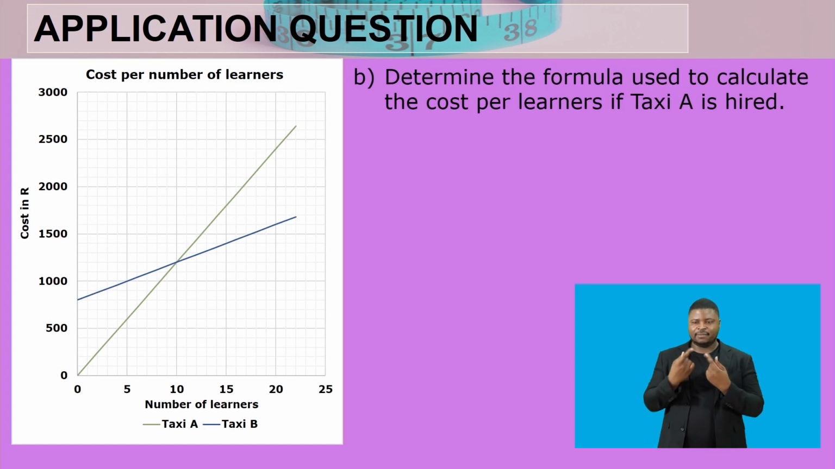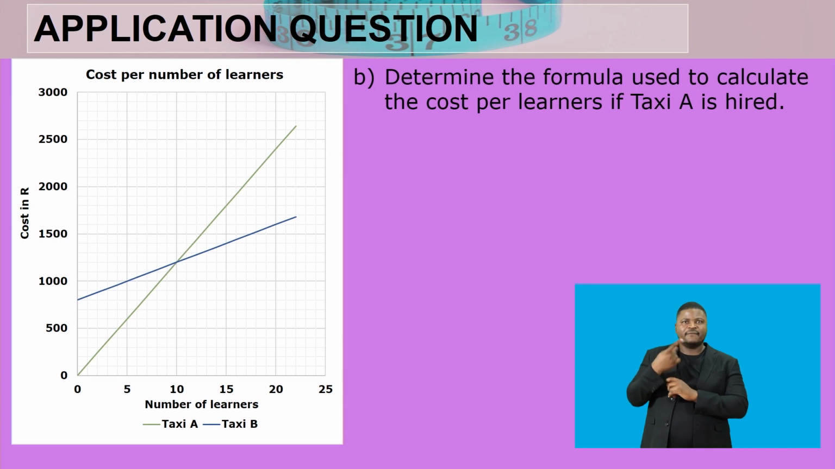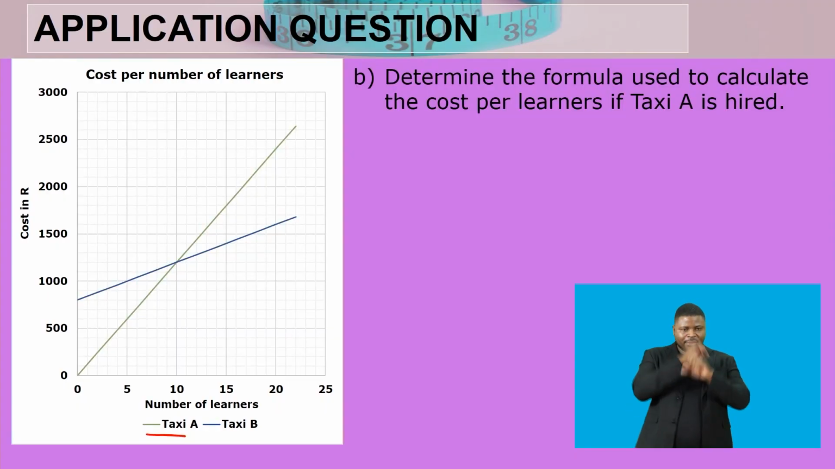B says, determine the formula used to calculate the cost per learner if taxi A is higher. Taxi A is the taxi that does not have a fixed cost. So whatever amount we get, that is the cost per learner. With such questions, it is difficult to estimate the value for 22 learners and get it right. So you rather check the number of learners where the amount is exactly on the line. Then it's easy to calculate that. Let's check.